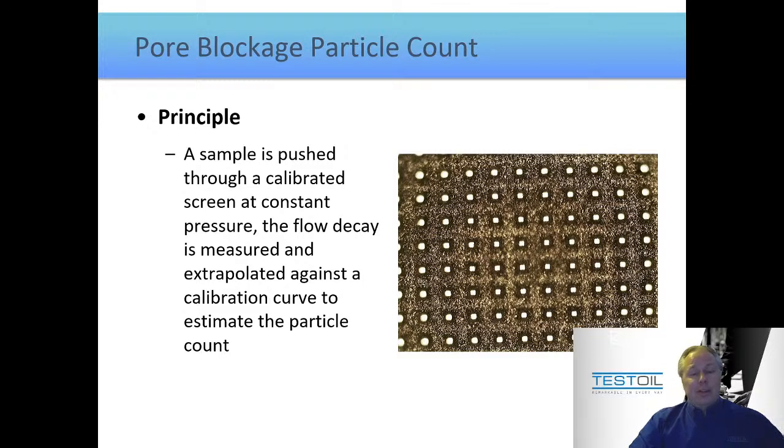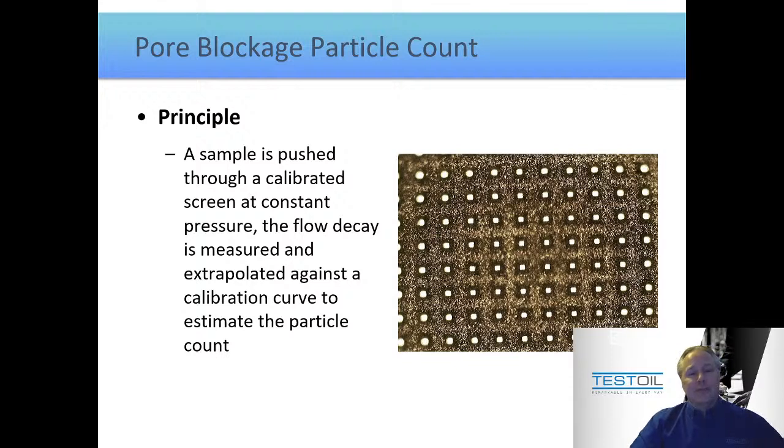Pore blockage particle counting uses a completely different premise to get the particle count done. What it does is uses a calibrated screen, which are either 5, 10, or 15 micron holes in them, and it pushes the oil through the screen at a constant pressure. The actual measurement is of the decay of flow on the opposite side of the screen. Now the neat thing with this test is that by the particles starting to plug up the screen and the flow starting to decay, we can extrapolate all the results from one screen into the broad range particle count that you're used to seeing.